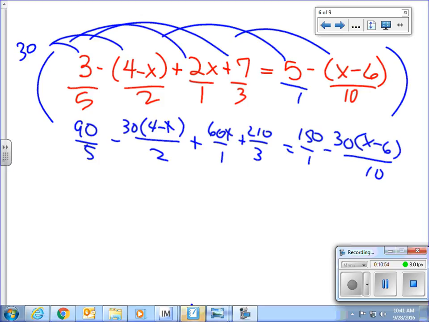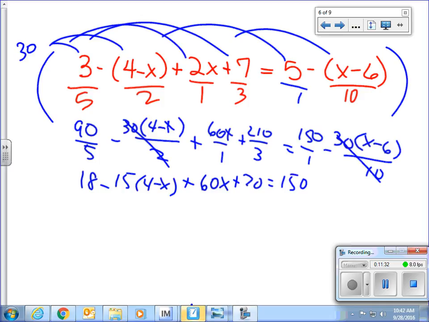Okay, so I have multiplied 30 by each one of my terms. All right, now don't get lulled into thinking I'm going to multiply times 4 and I'm going to multiply times the x. If you do that, then you've got to divide both of them by 2 when you ultimately do that. Otherwise, you can take care of it right here. So 90 divided by 5 is 18. What's 30 divided by 2? 15. 4 minus x plus, that's just going to be 60x. 210 divided by 3, I said it a minute ago, 70. 150, and then 30 divided by 10 is 3, times (x minus 6).